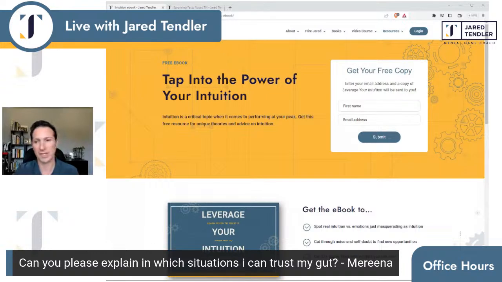And so we don't really know whether the intuition you're having is motivated by a desire to prove that you can trust your gut, or whether it's being driven by actual competency and knowledge that is generating real intuition that you can rely on. So yeah, to get the ebook, it certainly can help.